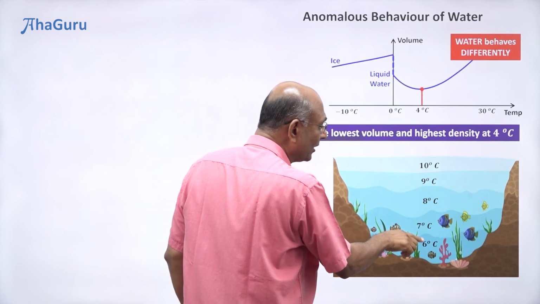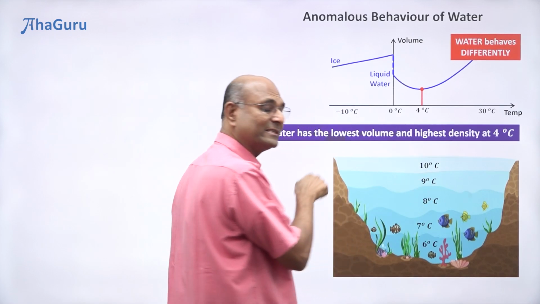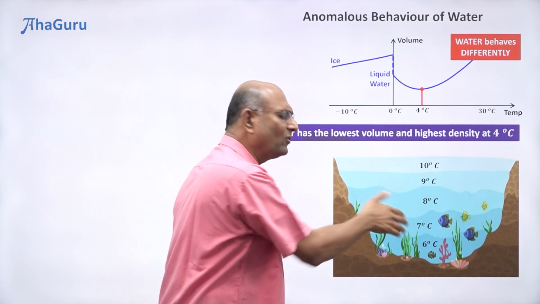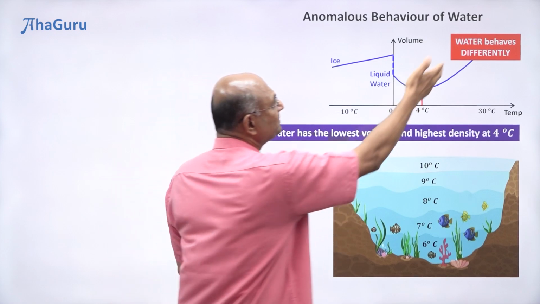So it is going to go down, but it will be less dense than 6. So it will stay at the top, right? And then 8 will be a little above 9. No, this is the normal distribution for most materials, right?